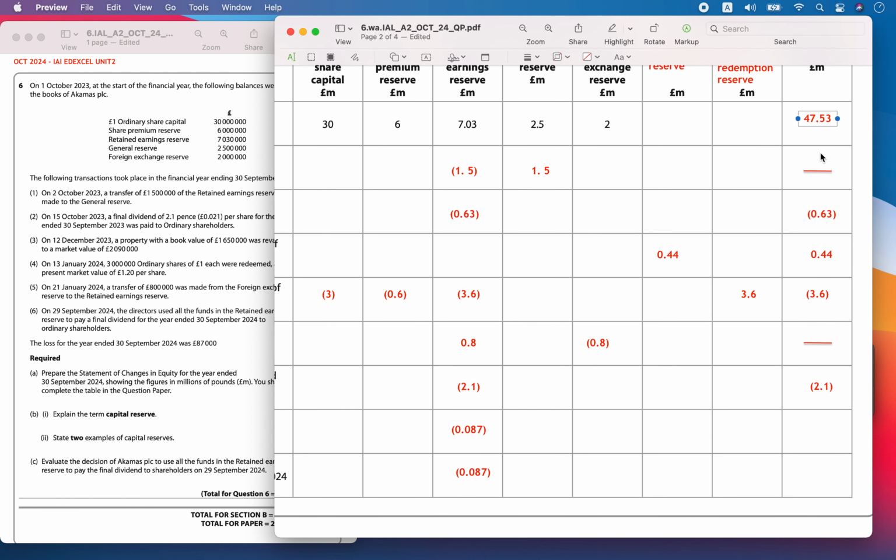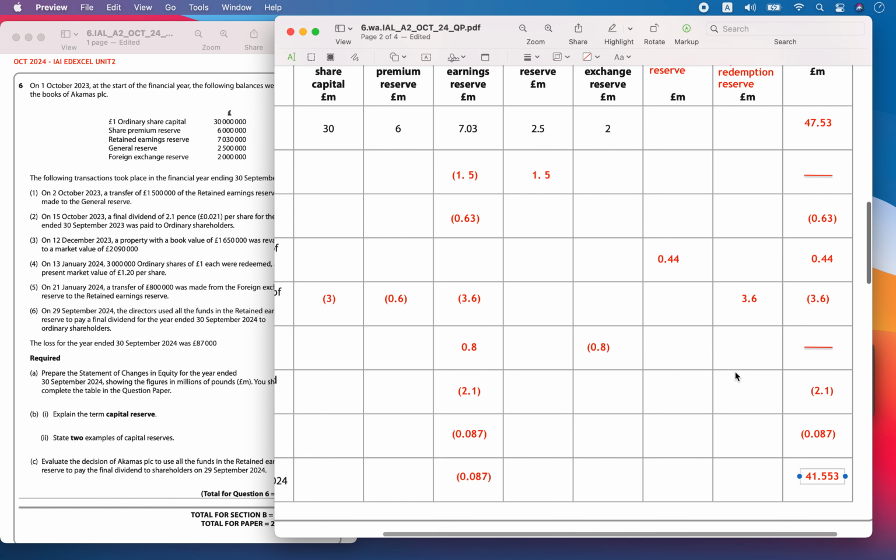Now there are changes to the equity section. So 47.53 minus 0.63 plus 0.44 minus 0.36, minus 2.1, and there is a loss, minus 0.087. So that will be equal to 41.553. This will be the final equity balance at the end of 30th September 2024.